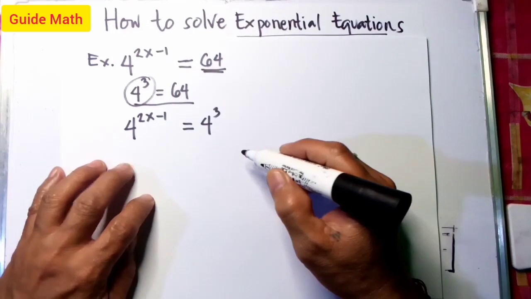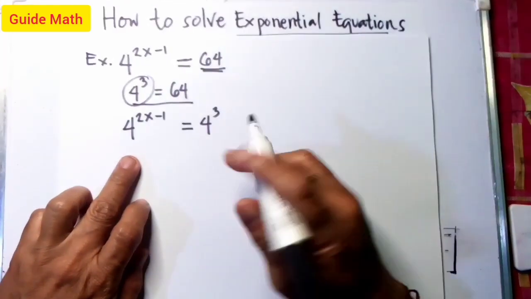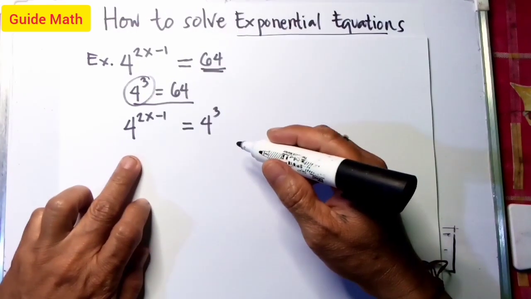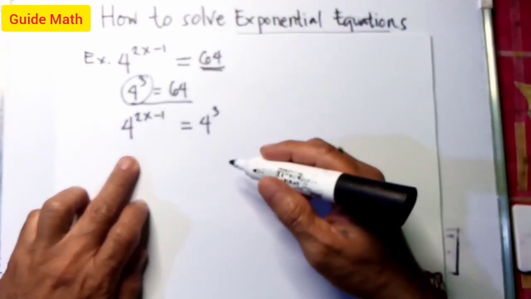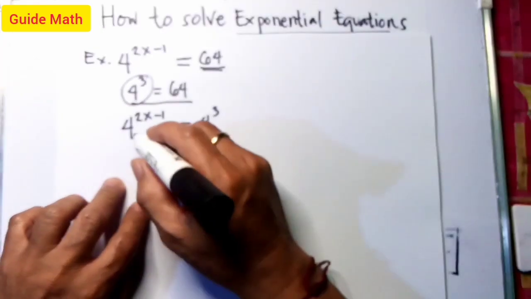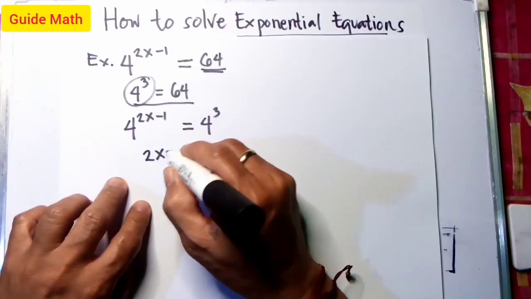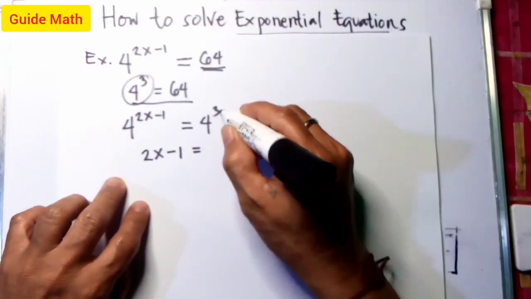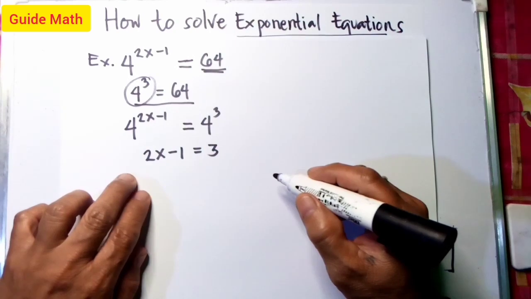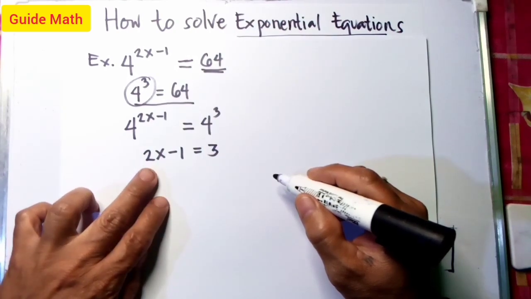As we notice, magkakapareho na sila ngayon ng bases. So sabi natin dito kanina na kapag magkapareho sila ng bases, then the exponents must also be equal. So this will be 2x minus 1 is equal to 3. Then it is now easy for us to determine the value of our x here since this is a linear equation.